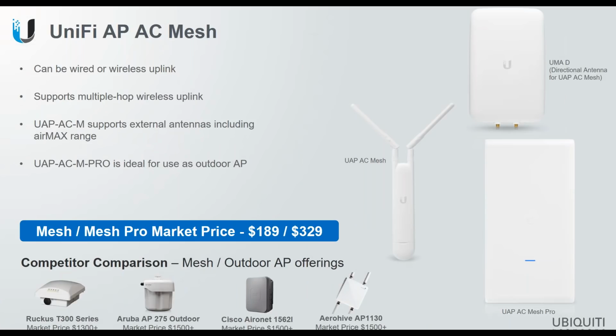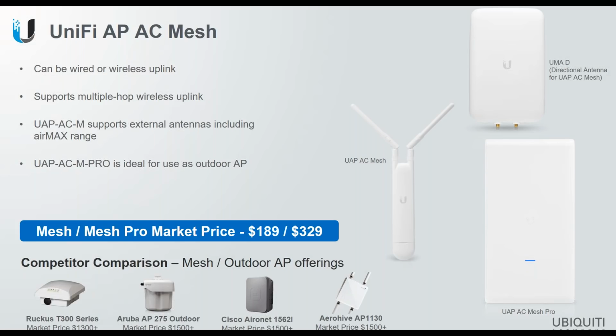We've also got the UniFi mesh here. We've got the UniFi, the little one with the rabbit ears there, the AC Mesh, and then the large brick there, the AC Mesh Pro. Main difference is 2x2 and 3x3 MIMO. Yeah, there's pretty much no comparison with other vendors in terms of pricing. All their outdoor stuff starts at $1,000 plus.